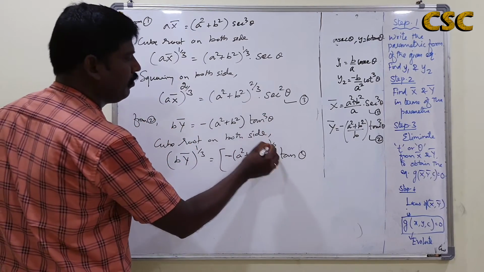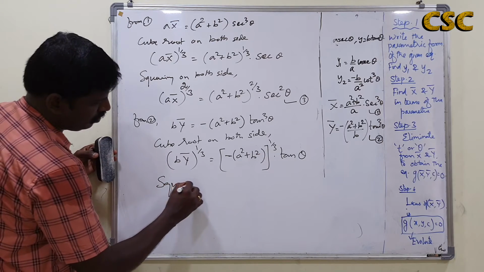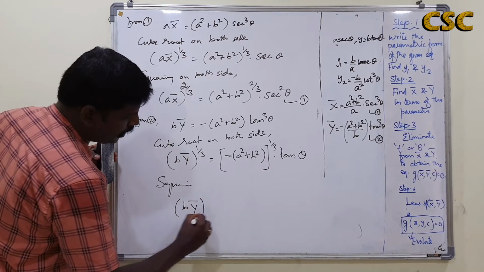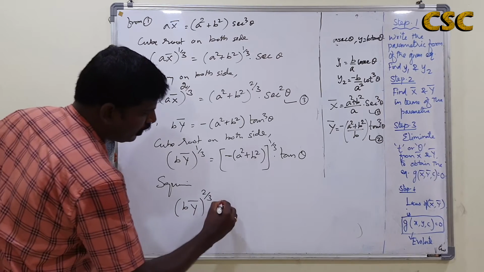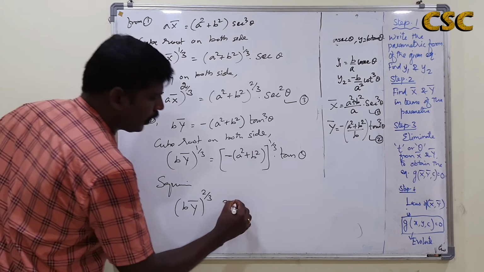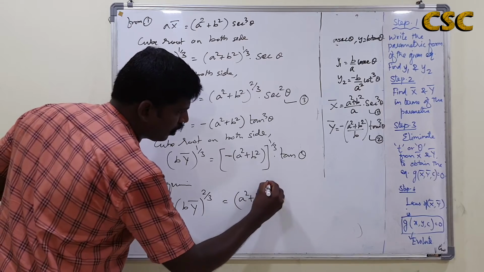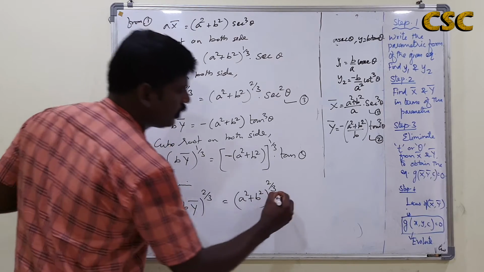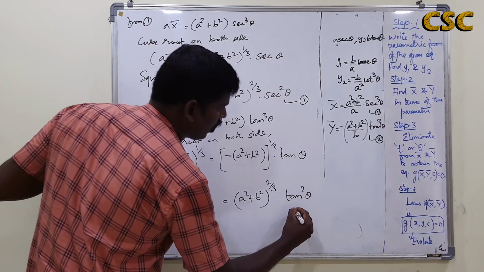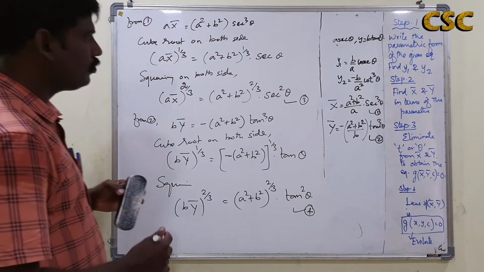This cube is eliminated with this 1/3, so I write it as tan theta. Squaring on both sides, what will you get? So b y bar to the power 2/3 is equal to, when you take the square, this minus will be plus, so (a square plus b square) to the power 2/3 into tan square theta, called equation number 4.